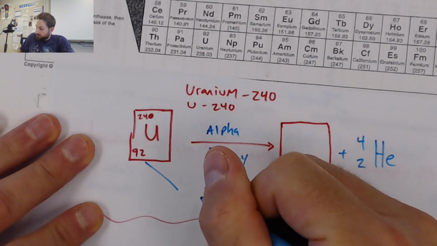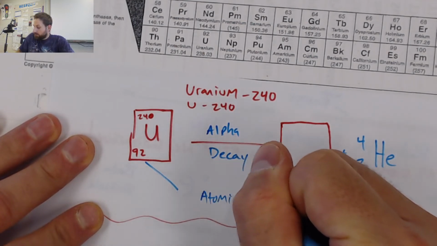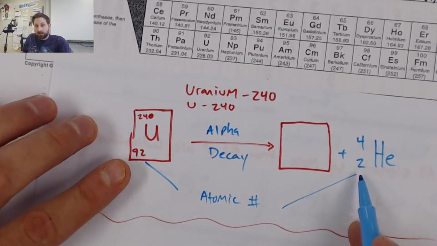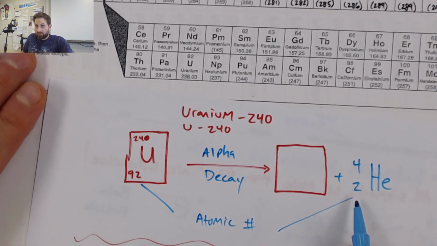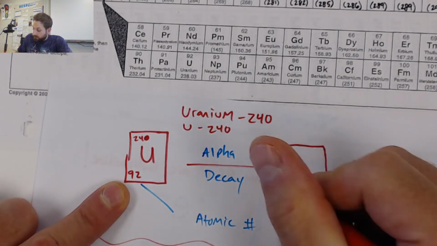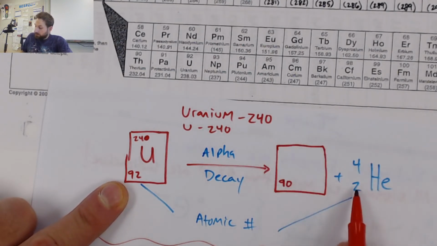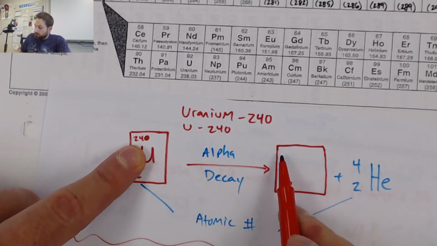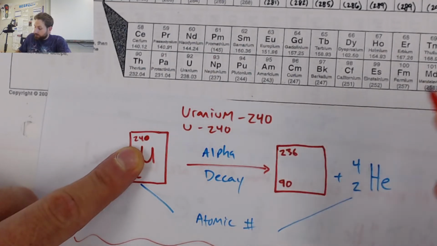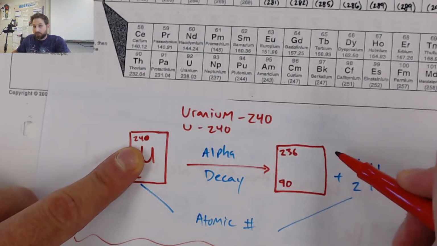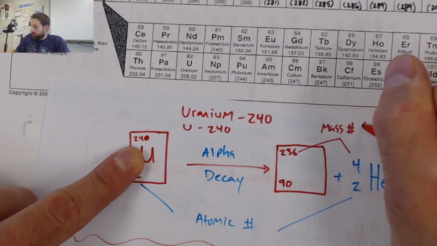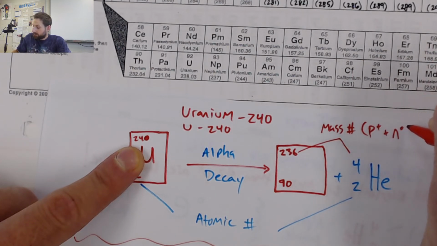So on the bottom here, remember, this is your atomic number. So if you are losing 2 protons from uranium, your new atomic number isn't 92, it's 90. 90 plus 2 is 92. Your new mass number is not 240, it's 236. 236 plus 4 is 240. So remember that top number, that is your mass number. That's your P's plus N's.